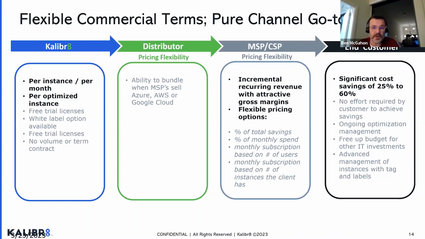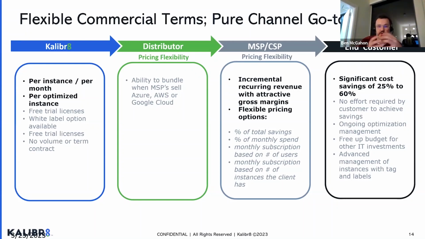The average saving we find is around 25–30%. So even at that, the average cost of a VM is say $250. You're talking about a $75 saving at an average cost for an MSP for their customer of around $4.50 to $5 per instance. So there's a huge amount of savings and a low cost to do so.